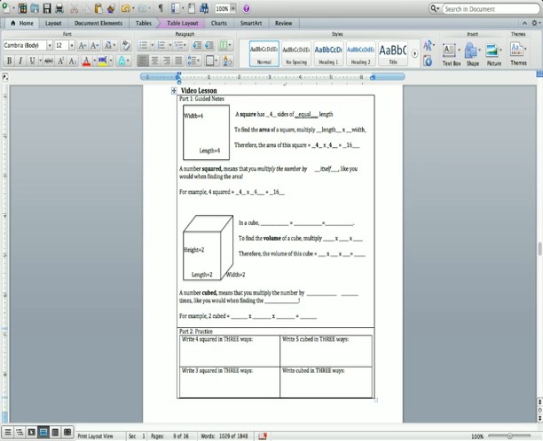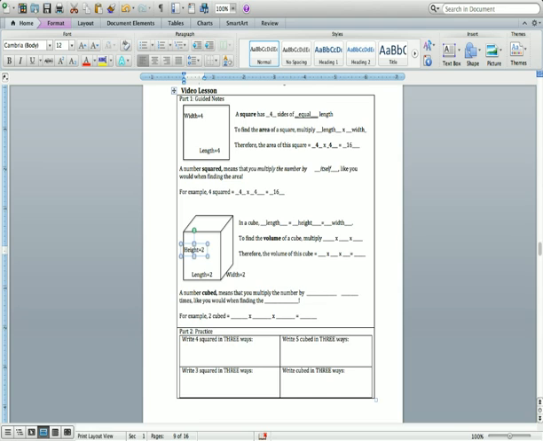All right, now looking at the next one. In a cube, our length is going to equal our height, which is going to equal our width. So all sides of the cube are going to be equal to each other, just as we can see down here. Length of 2, width of 2, height of 2.